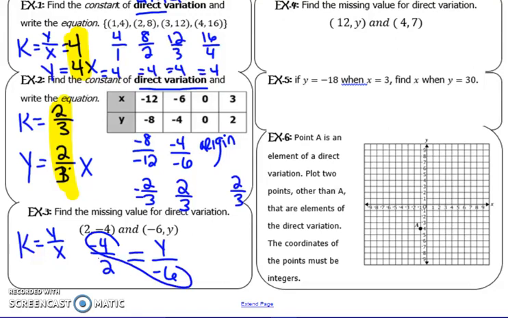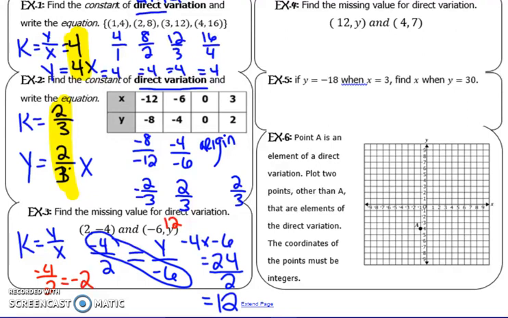From here, you're going to cross multiply. Negative 4 times negative 6 equals positive 24. I'm going to divide by 2, and I'm going to get an answer of 12. Now, if you weren't sure, plug it back in. If I plug it back in, negative 4 over 2 is equal to negative 2, and 12 over negative 6 is equal to negative 2. My k's are the same, so that's my correct answer.